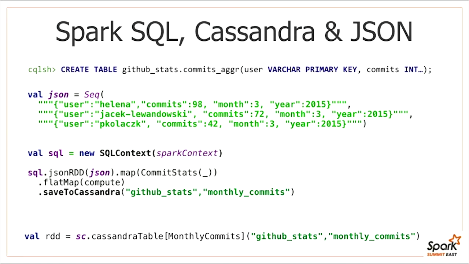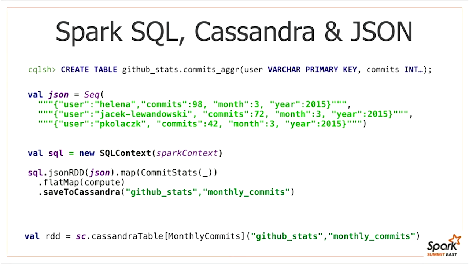Here's a sample of working with JSON for Spark SQL. We have our JSON data. I create my Spark SQL context, and then you call the JSON RDD, take that JSON data, and transform it into my custom data type, commit stats, and then save that off to a Cassandra table.